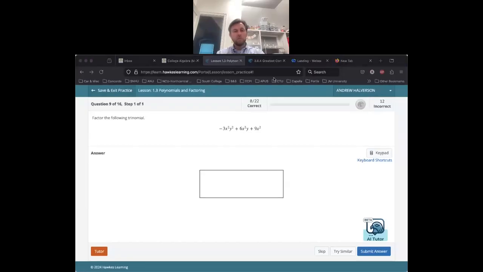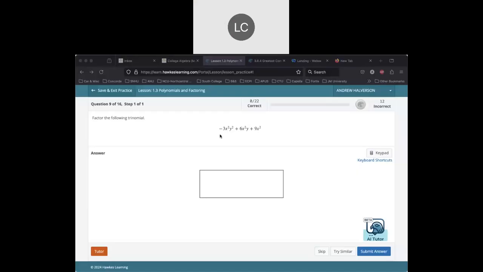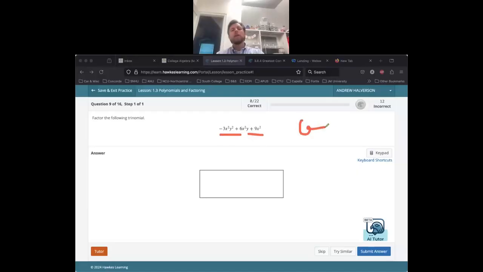The bad thing about Hawkes is that it kind of has a learning curve, because this one, let me interject, you can factor a GCF out. That's what you would want to do, because there's a 3, an x, and a y. 3x squared and y that you could pull out.